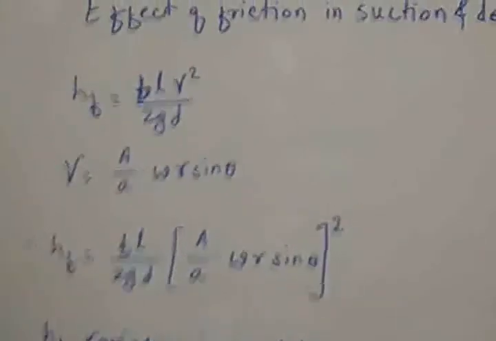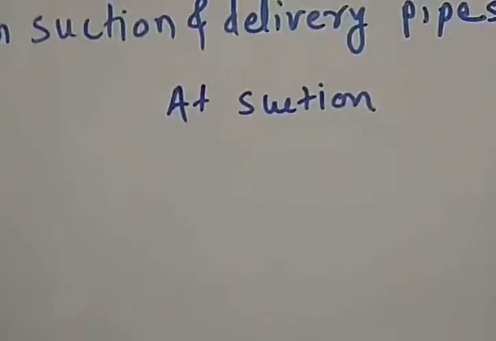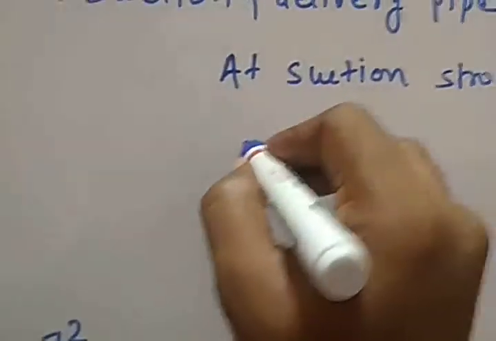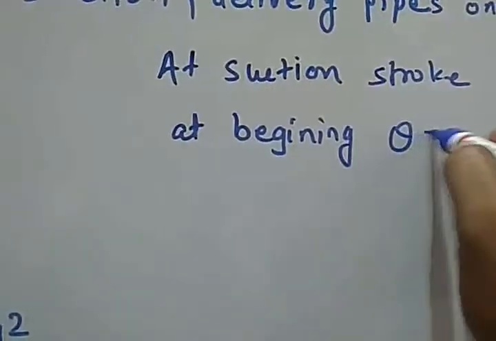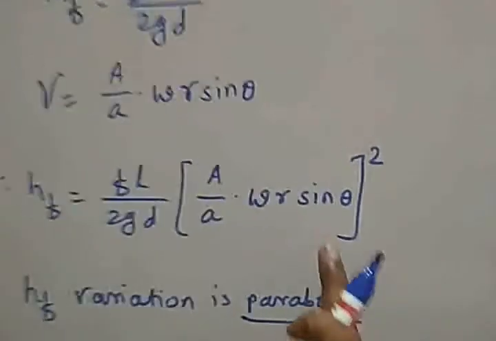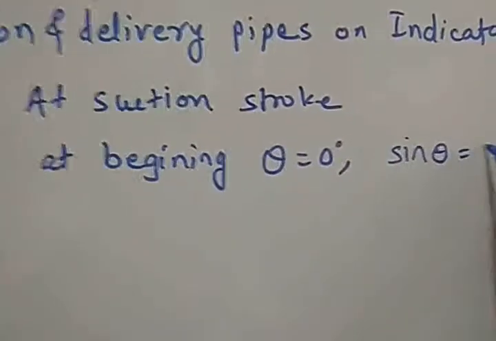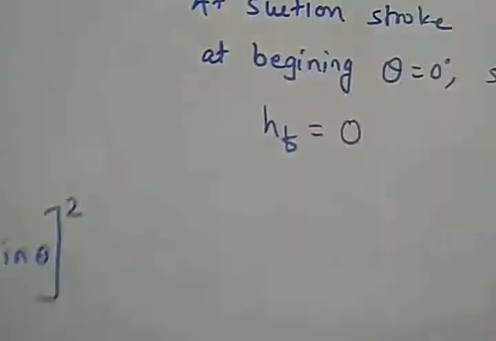When we consider the suction stroke, at the suction side, if I want to see the variation, at the beginning when theta is equal to 0 degree, then sin theta is equal to 0. Hence the HF at the beginning will be equal to 0.